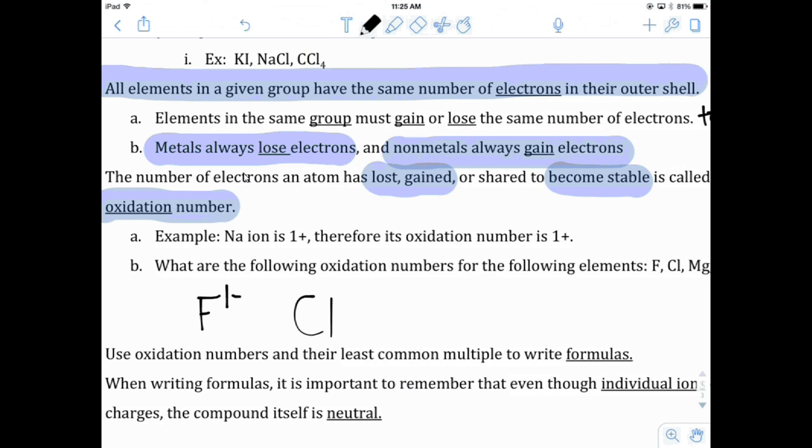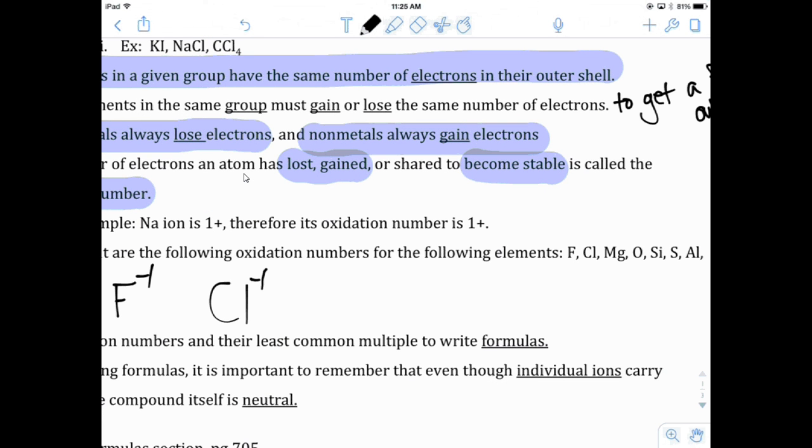Chlorine is in the same group. If chlorine can just gain 1 electron, I'll put it like this just so it doesn't confuse you. -1, -1.